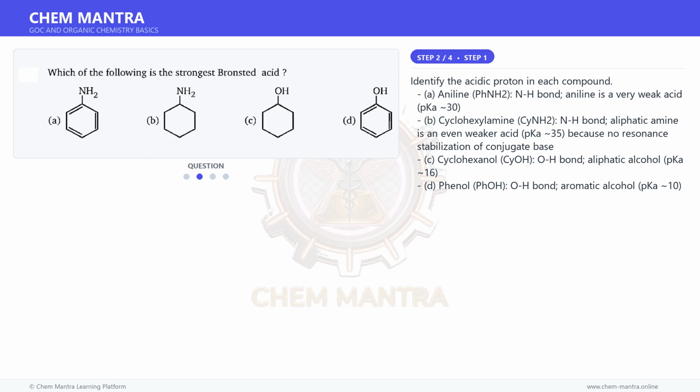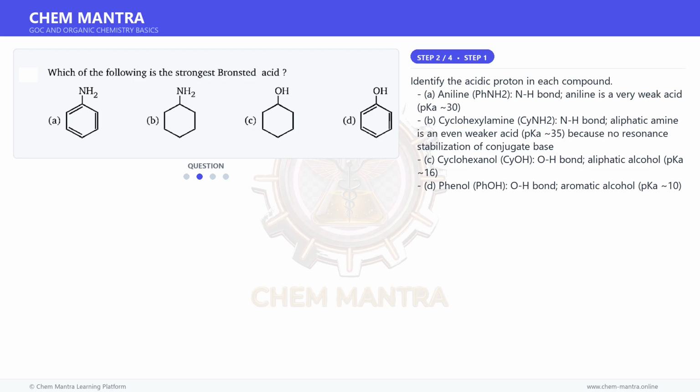A. Aniline, PhNH, the N-H bond. Aniline is a very weak acid, pKa 30. B. Cyclohexylamine, CyNH, the N-H bond. Aliphatic amine is an even weaker acid, pKa 35, because there is no resonance stabilization of the conjugate base.